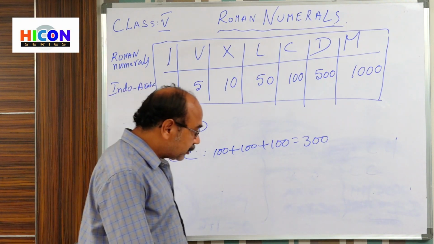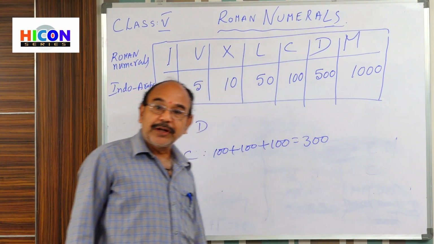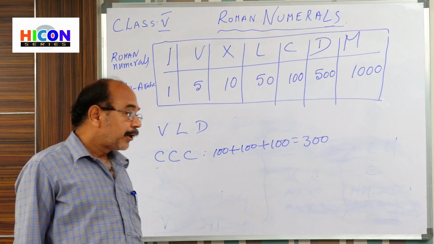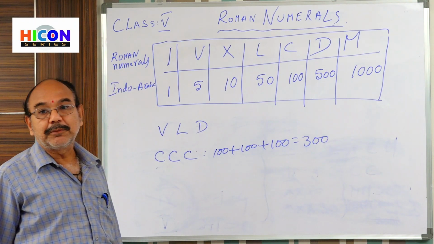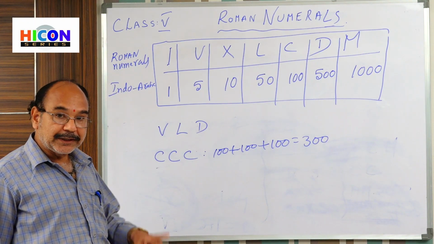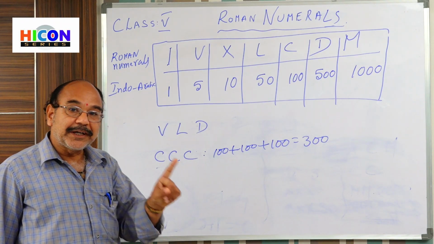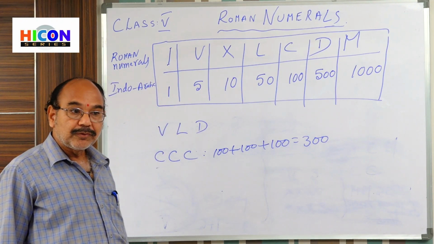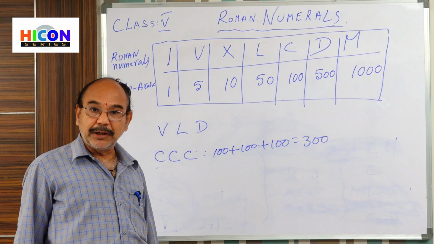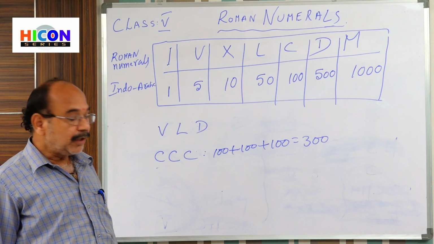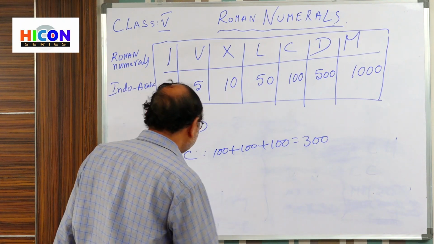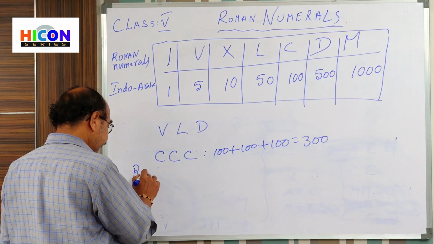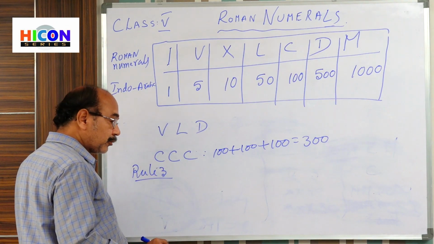In rule number 3, what is it telling? If we write the smaller number symbol to the right side of the bigger number symbol, then we add. Right side adding, left side subtraction. So in this rule, we write the smaller number symbol to the right side of the bigger symbol. For example, you see, children. This is rule number 3.